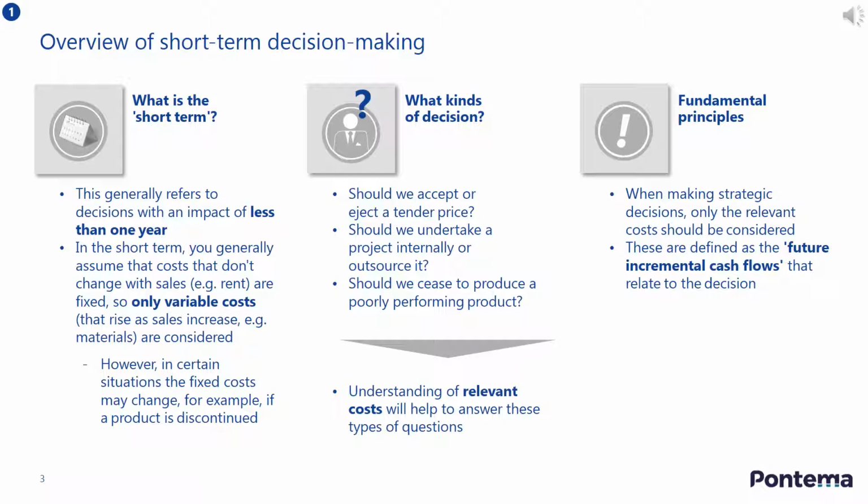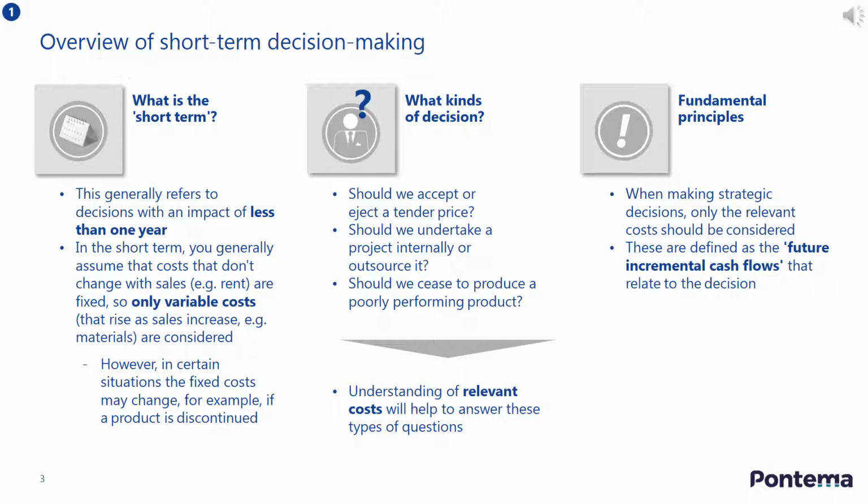To begin with, let's look at what is meant by short-term decision-making. Short-term generally refers to decisions with an impact of less than 1 year, and you generally only consider variable costs and ignore fixed costs. Business decisions with a long-term impact of more than 1 year would generally need to cover fixed costs. Short-term decisions focus on answering questions such as whether to accept or reject a tender price, whether to undertake a project internally or outsource it, or whether to cease producing a poorly performing product.